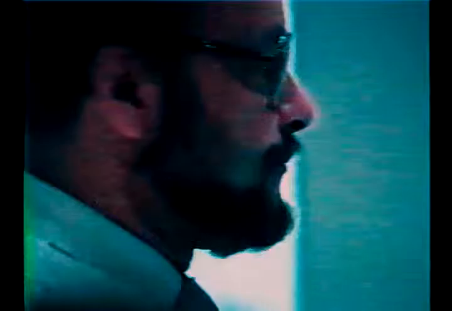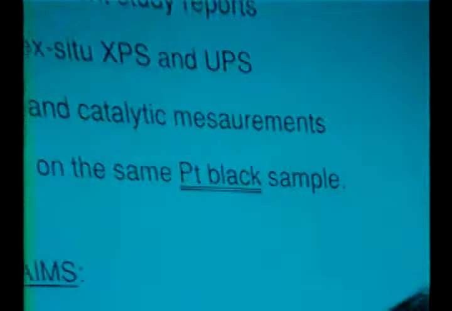In the present study, we selected a platinum black catalyst and tried to handle it in the photoelectron spectroscope, in the preparation chamber, exactly the same way we did before reactions. And we carried out reactions separately, ex situ, from photoelectron spectroscopy. I wrote down some of the aims: to find out if surface analysis gives exclusive catalytic properties. This was the main aim, and we are not quite sure that we have reached it, but we reached something.